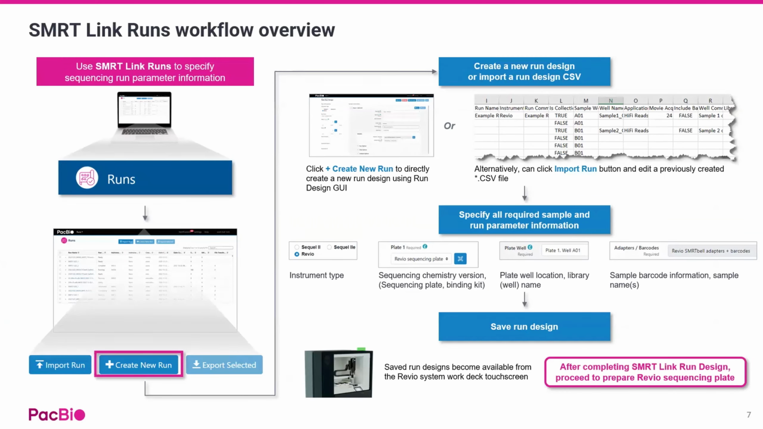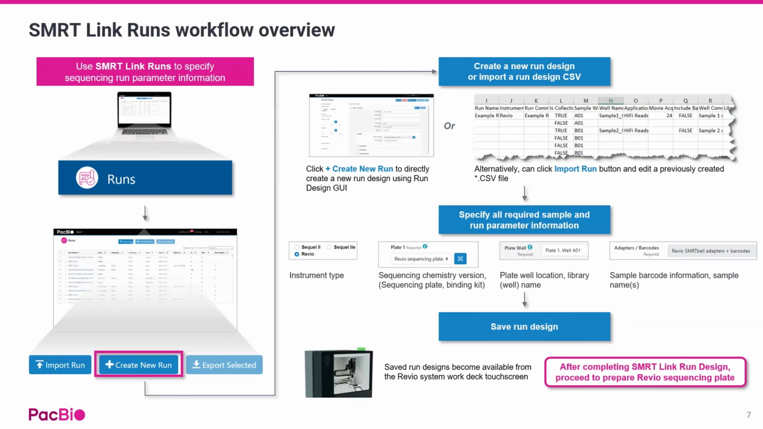The Runs module enables users to create new sequencing run designs, either through the SMRT Link user interface or via CSV import. Run designs can be created using the Create New Run option. The run setup is turnkey with auto-filled sections corresponding to the library type. Examples are whole genome sequencing, Kinnex Iso-Seq, and so forth. The import run option can be used for more custom run designs configured with the run design CSV. On the flip side, a saved run can be exported to CSV format by clicking the Export Selected option.